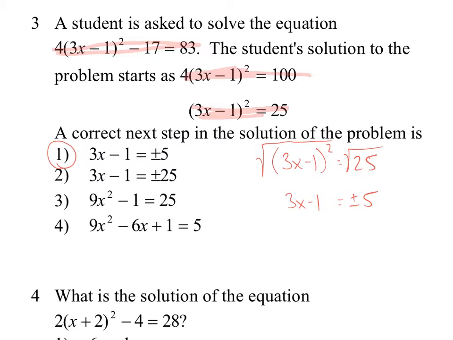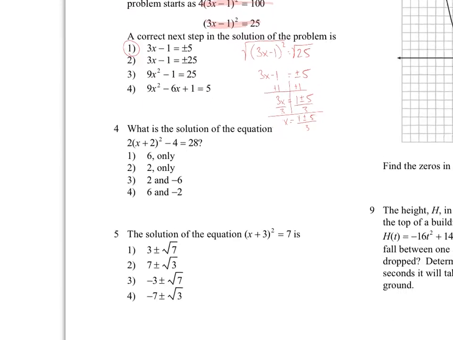But if we wanted to continue this, we would just continue solving for x. We would add 1 to both sides. We'd be left with 3x equals 1 plus or minus 5. And then we would divide by 3. So x could equal either 1 plus 5 over 3 or 1 minus 5 over 3 if we wanted to continue that. So again, I just want you guys to get used to the process of solving for x in that way by taking square roots.